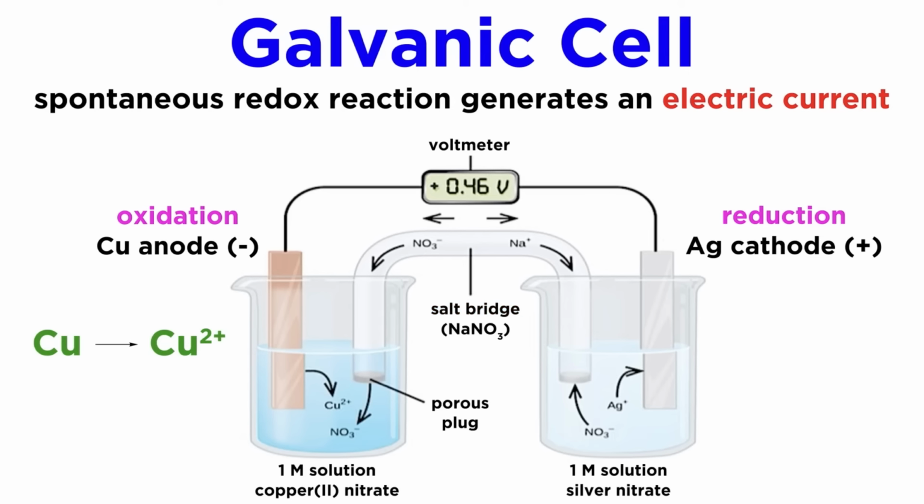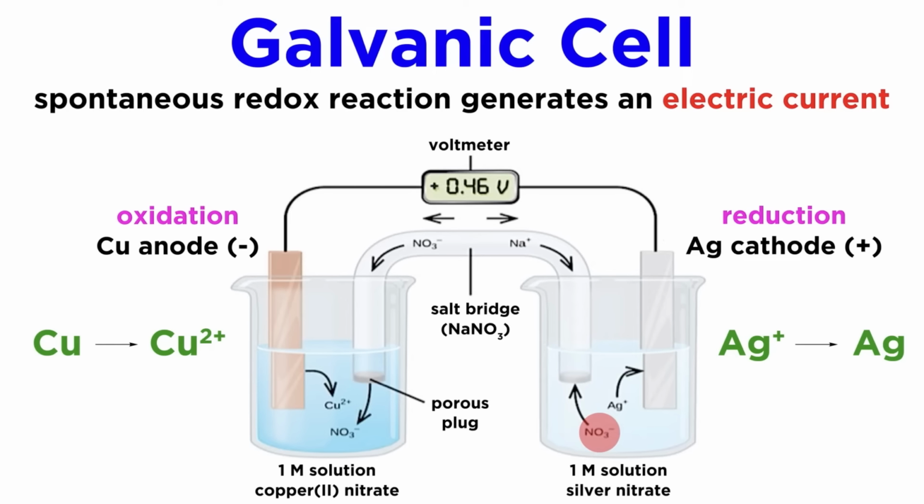Here's how this works. Copper atoms in the anode are oxidized, and in the process they become copper ions, which will fall off the electrode and enter solution. To maintain charge balance, nitrate ions leave the salt bridge and enter the oxidation half cell. The electrons from this oxidation travel through the wire and arrive at the silver cathode. Here, silver ions from the solution in the half cell will accept the electrons and become neutral silver atoms as they deposit onto the electrode, joining the solid lattice.